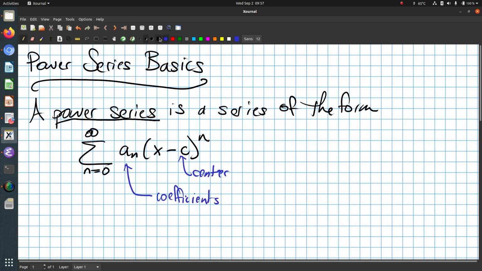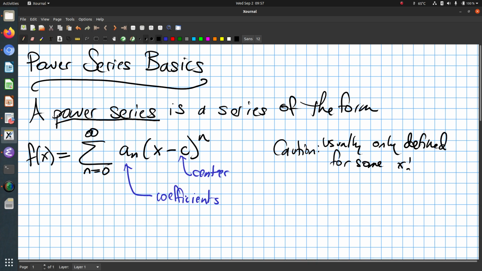And you should think of a power series as really defining a function, f of x. Now, it may not be defined for all x. It only is defined where x results in a convergent series. So, caution, it's usually only defined for some x.